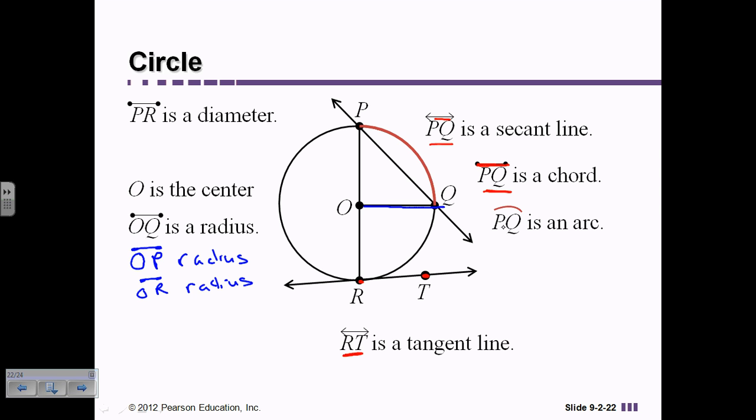Now PQ is what we call an arc. An arc is a piece of the circle. So PQ is an arc. Another arc in the picture is QR. And notice the arc symbol is an arc above the letters.